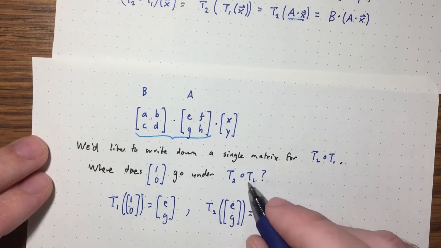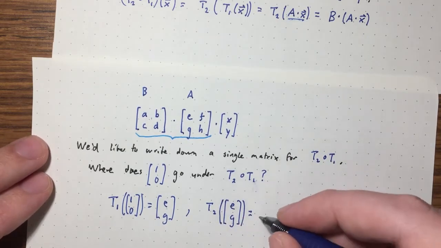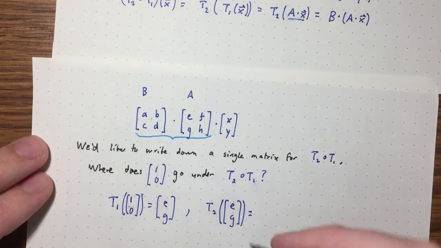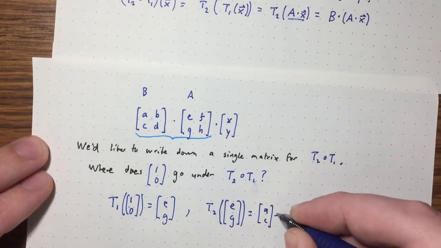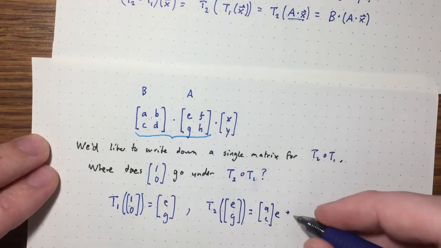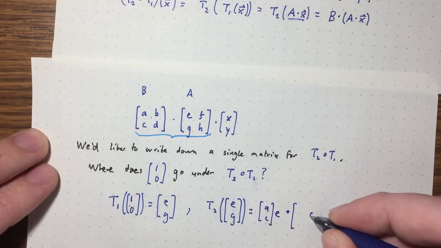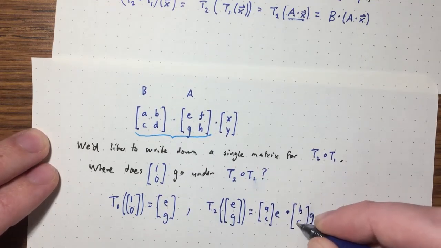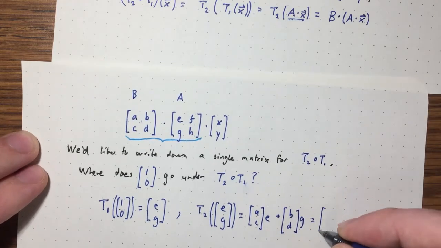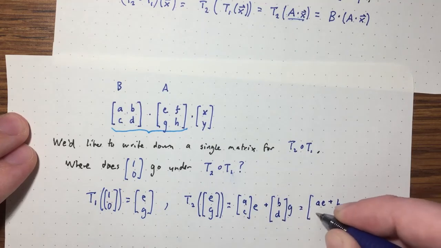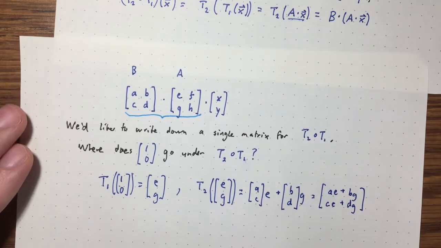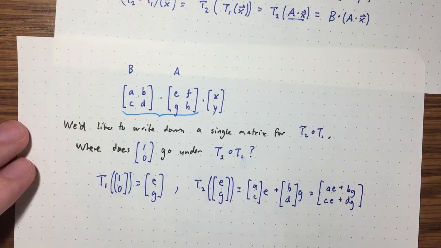So I just did T1, now I'm going to do T2. So I need to multiply by this matrix B. So it's going to be E times my first column, right, just by our definition of matrix times a vector, plus G times our second column. And this ends up being the vector AE plus BG, and then CE plus DG. So this is getting a little bit complicated.